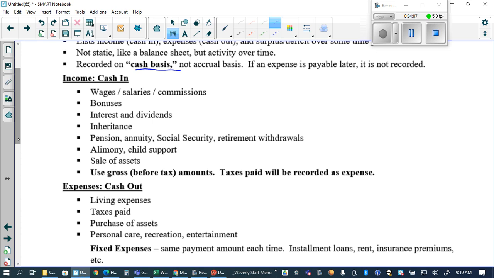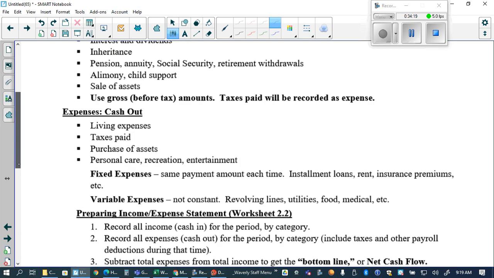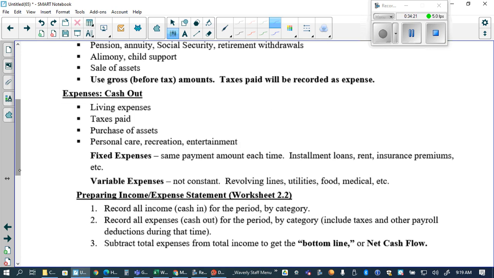Okay. Anyway, we're going to use gross amounts on this statement, and there are going to be columns where you'll record the taxes and whatnot that you pay. Then you'll have separate expenses, all your living expenses, right? Like groceries, taxes you pay, assets you buy, like tools down at Lowe's, your personal care, your recreation, going to the movies. And how do you keep track of this stuff?